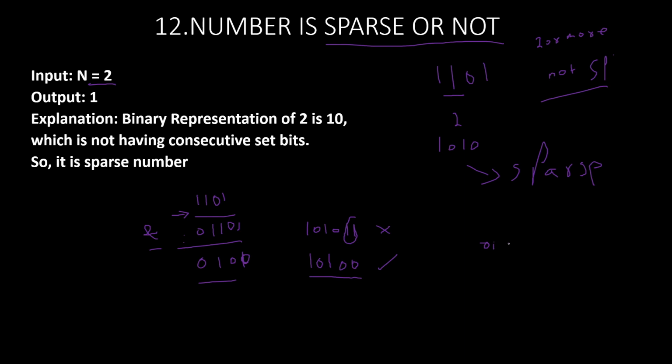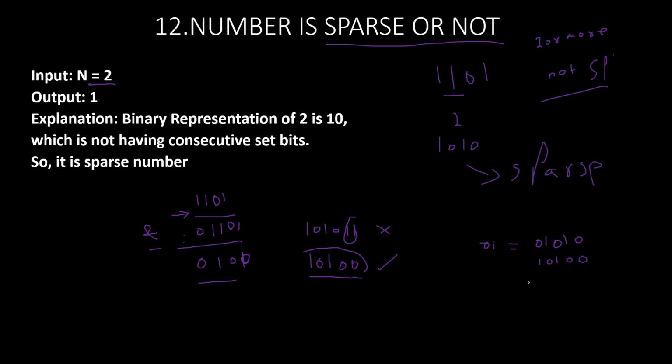Here, R represents right shift. The right shift value for this example will be 0 1 0 1 0. How many values are there? 5 values. Now we got 5 values after doing right shift: 0 1 0 1 0. Now we have to do the AND operation with the given number only, which is 1 0 1 0 0. Let's write it down below.